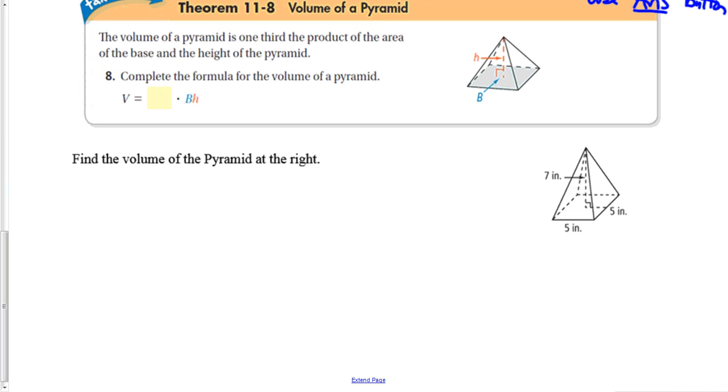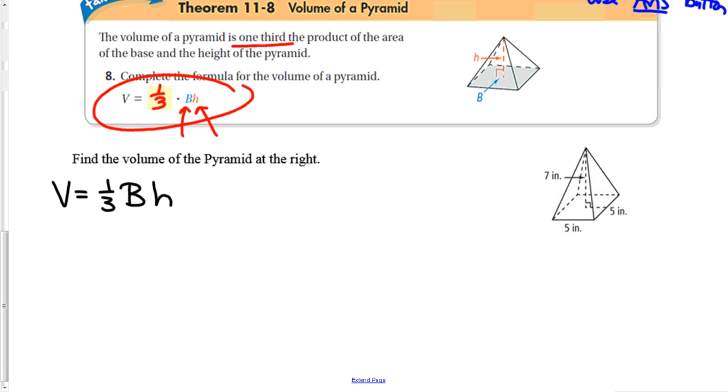So now we have the volume of a pyramid, and if we read those words, the volume of a pyramid is 1/3 the product of the area of the base and the height of the pyramid. When you look down here, we have the area of the base, we have the height of the pyramid, and we need a 1/3. So that's the formula for the volume of a pyramid. Again, if you have your formula sheet, you're welcome to use that. So we are going to do volume is 1/3 area of the base times the height.